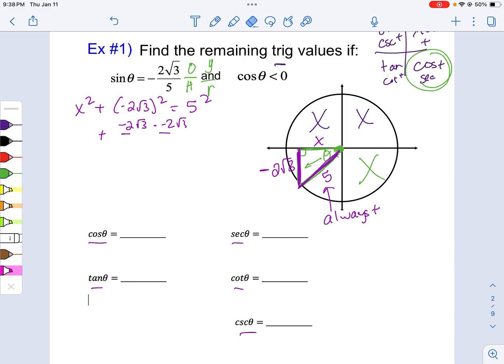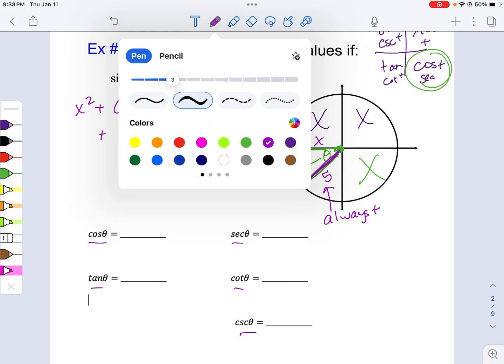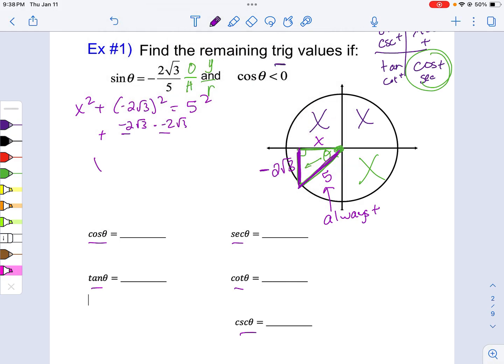So negative 2 times negative 2 is positive 4. So I've got x squared plus negative 2 and negative 2 is positive 4 times root 3 is root 9, which is also 3. And that has to equal 25. So this gives me x squared plus 12 equals 25. Move the 12 over, that gives me 13 for x squared.